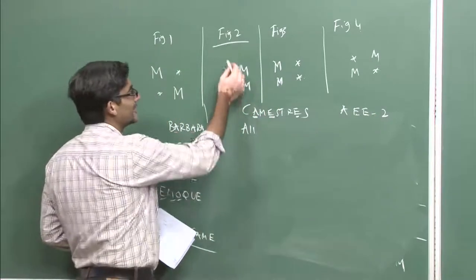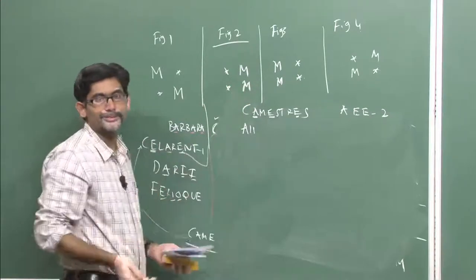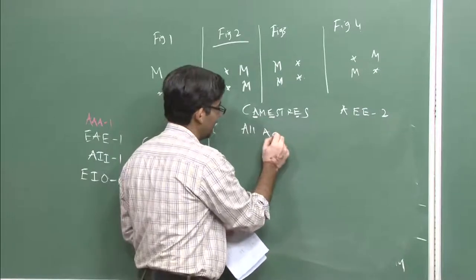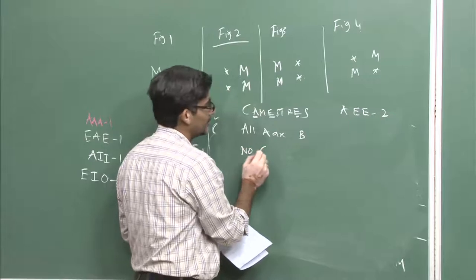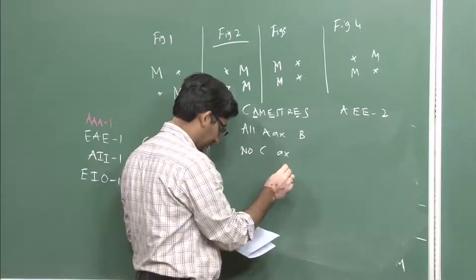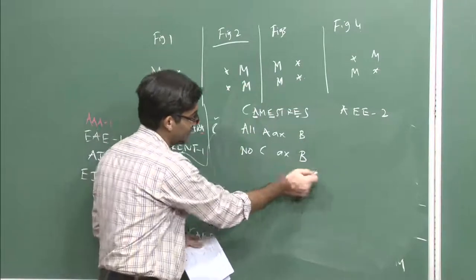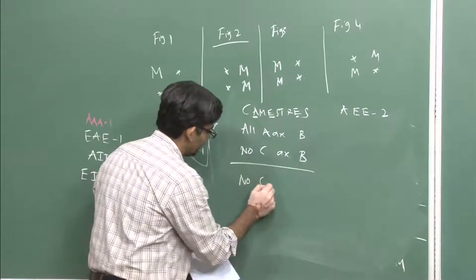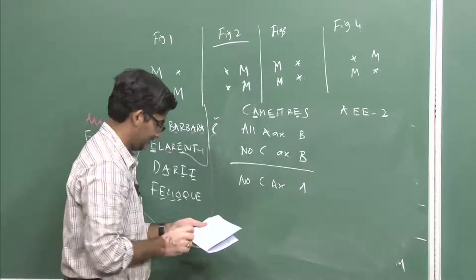So it appears that this falls under figure number 2, where the middle term occupies the position of a predicate. It goes like this: all A's are B's, no C's are B's. Now you will see the middle term occupying the position of a predicate. So the conclusion is no C's are A, or E's A.